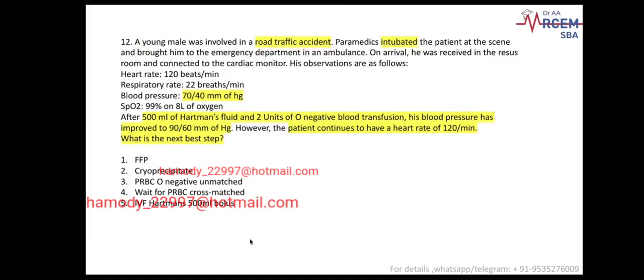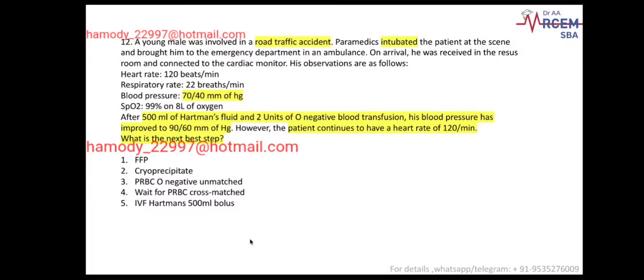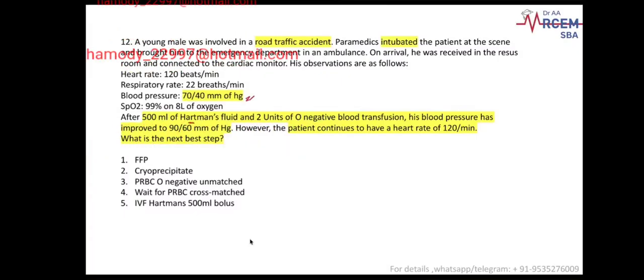A young male was involved in a road traffic accident and intubated. The blood pressure is on the lower side. 500 ml of Hartmann fluid is given and 2 units of O negative blood transfusion is done. His blood pressure has improved to 90/60. Patient continues to have tachycardia. What is the next step they are asking?